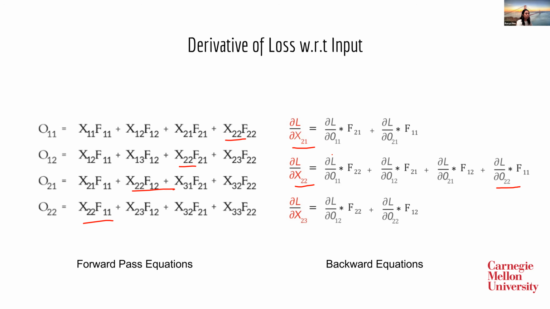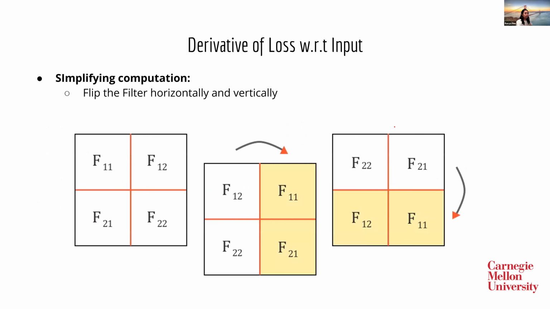And for this x21 example, x21 is here, here, here. So now you only need to consider the O11, O21, and O22. I'm sorry, it's here, here. Yeah, only these two. So you don't need to worry about the O12 and O22. You only need to run the backward calculation and sum over these two terms.